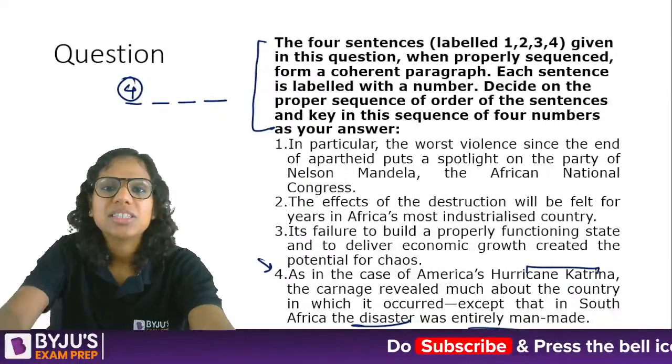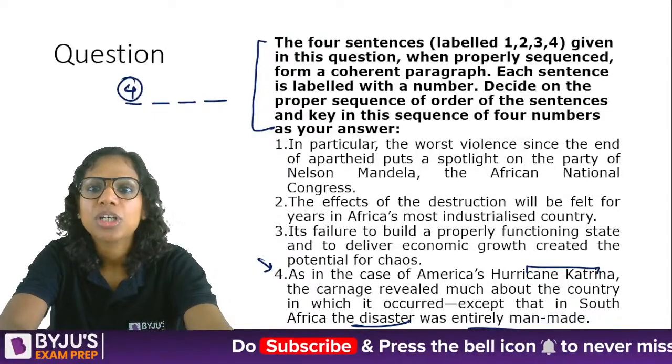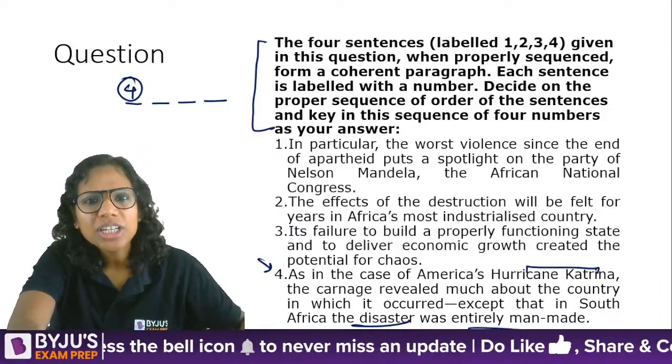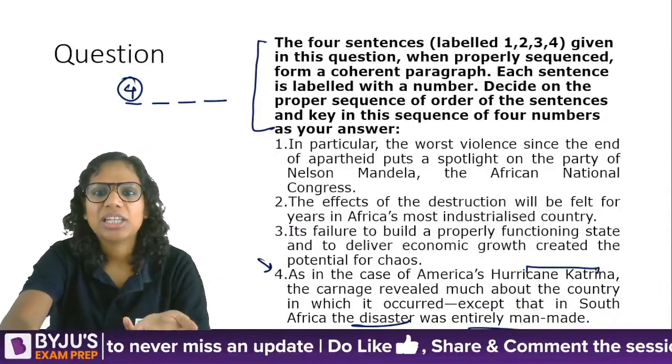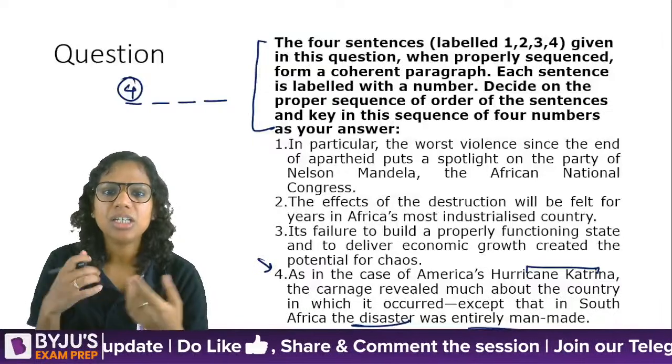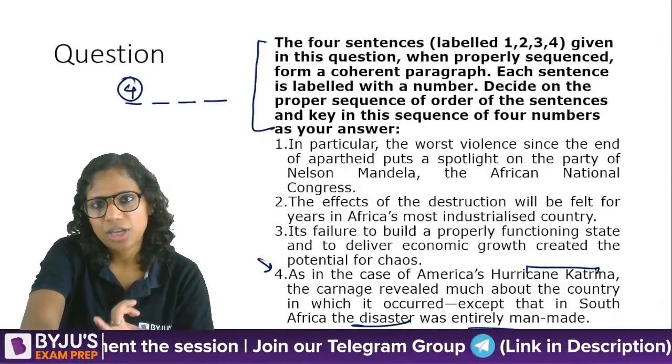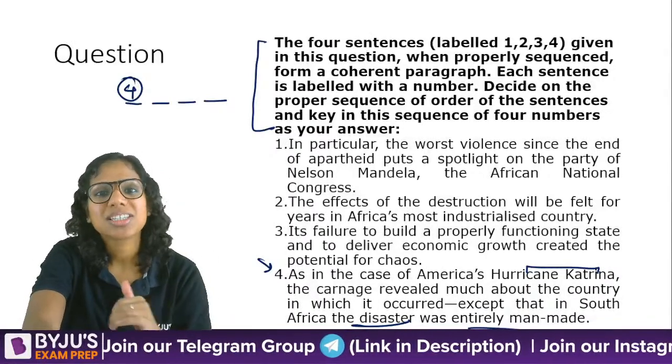So 4 is the opening sentence because this talks about the Hurricane Katrina, which is not the main point. It has just been used for the purpose of analogy that when something bad occurs in a country, it reveals a lot about that country. So similarly, something has happened in South Africa perhaps, which has revealed something about South Africa.